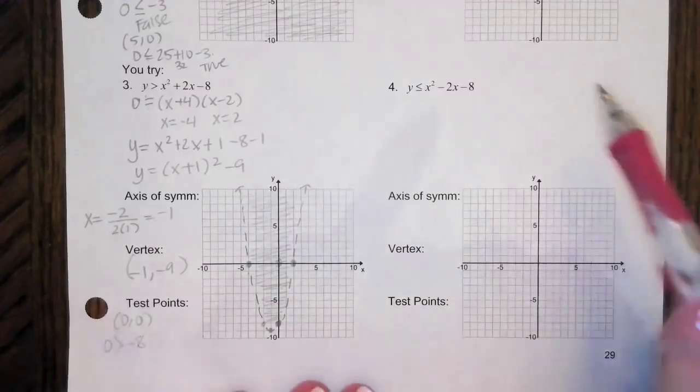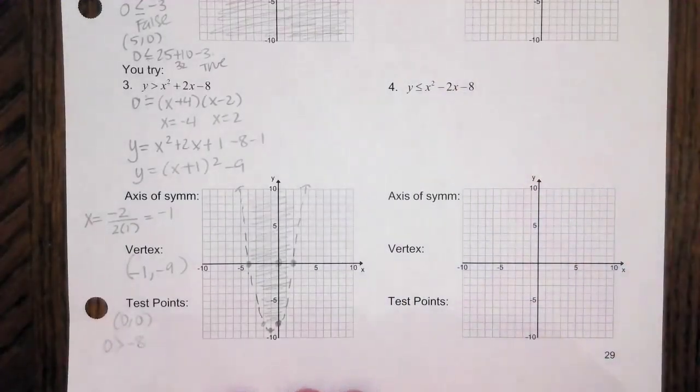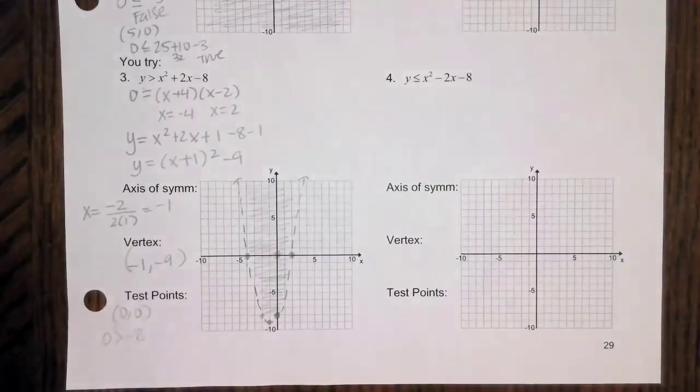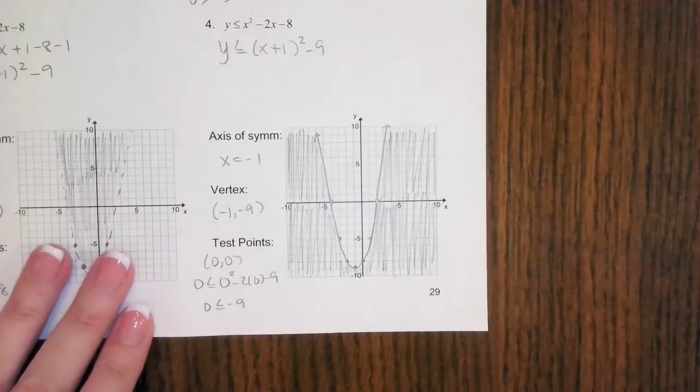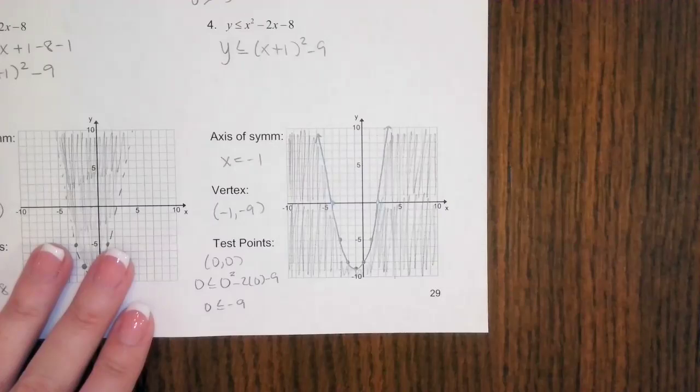All right, good work. You guys go ahead and try this fourth one. Go ahead and pause the video, come back, and let me know if it is correct. Here you go. Check your work. This is what you should have gotten. This one was shaded on the outside of the curve, and it was a solid line since there was an equal sign.